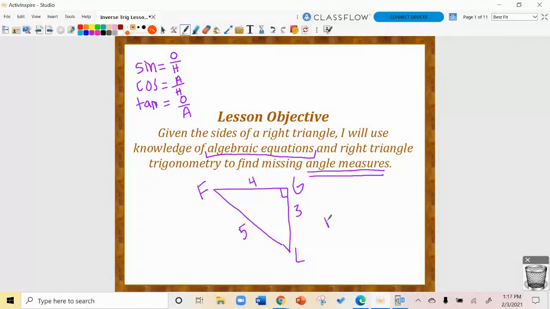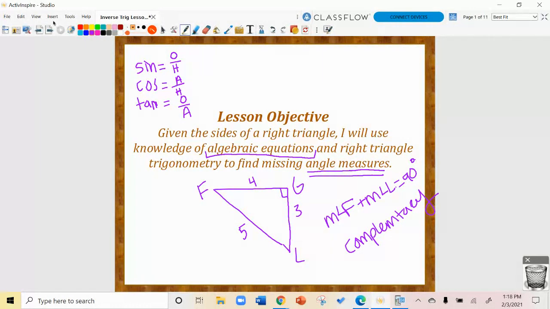I know that when I take the measure of angle F and add the measure of angle L, I get 90 degrees. I know that they are complementary, but I don't know what they are. I've got almost the whole triangle solved, but I can't figure out what those angles are. And that's what we're going to be doing in this lesson.